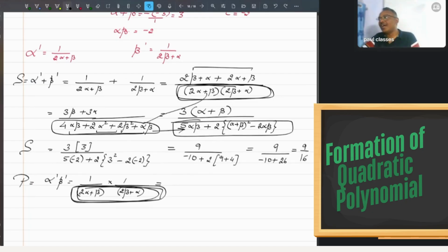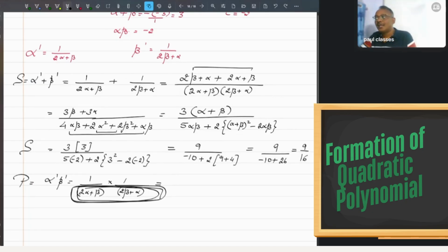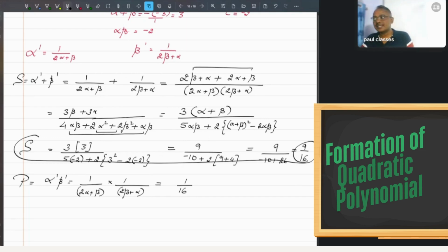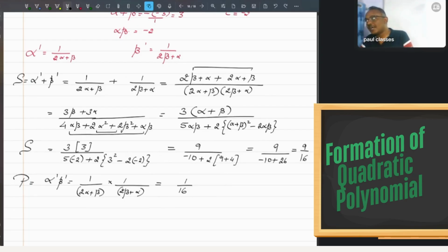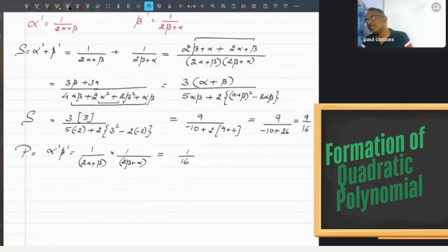Understood? Why should I waste my energy again? I'll directly write down this is 16. I have got the sum of roots is 9 by 16. I have got the product of roots is 1 by 16. If sum of roots and product of roots are given, then what is the quadratic polynomial? It's k x square minus sx plus p.